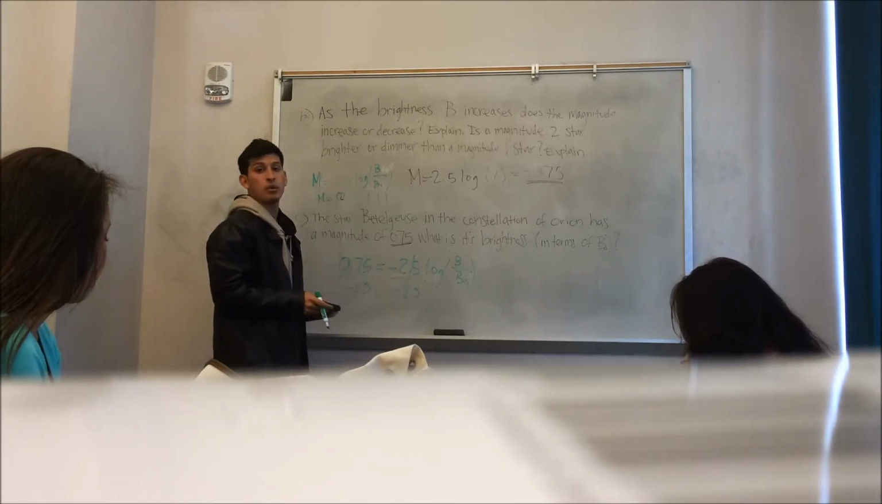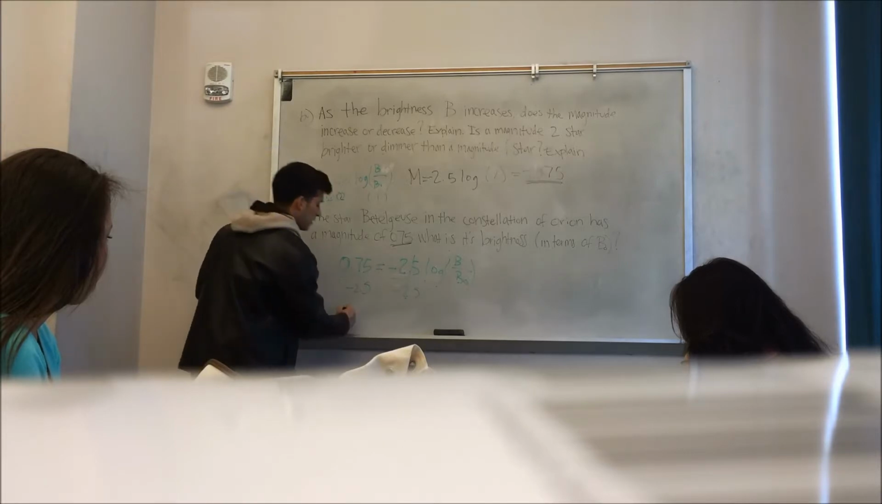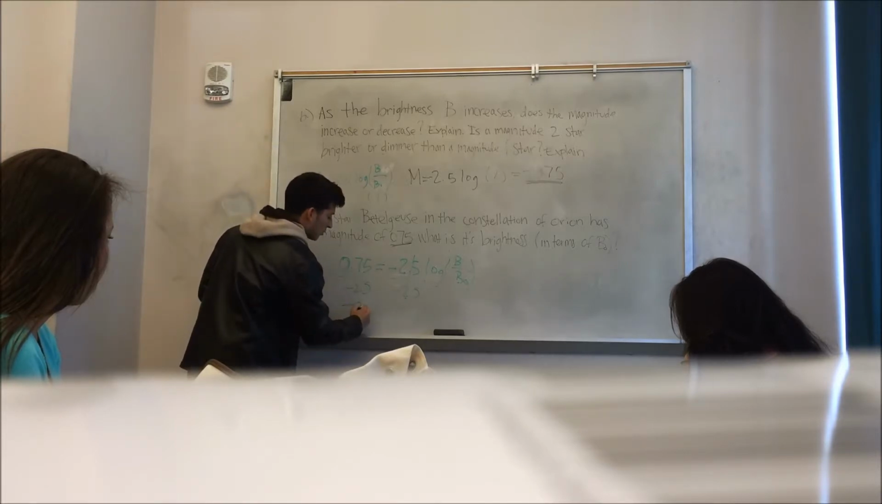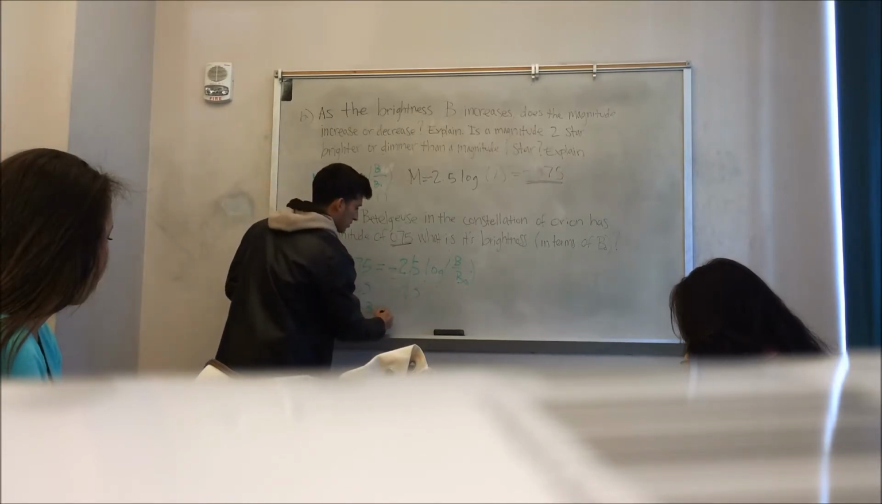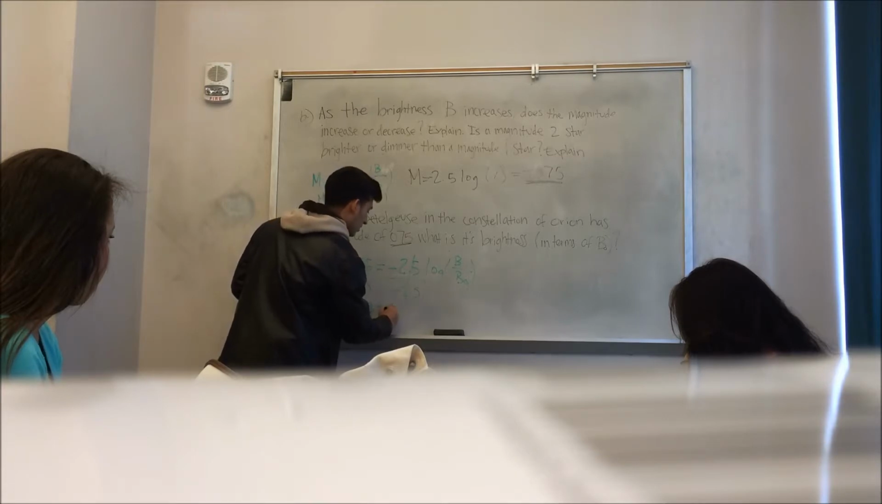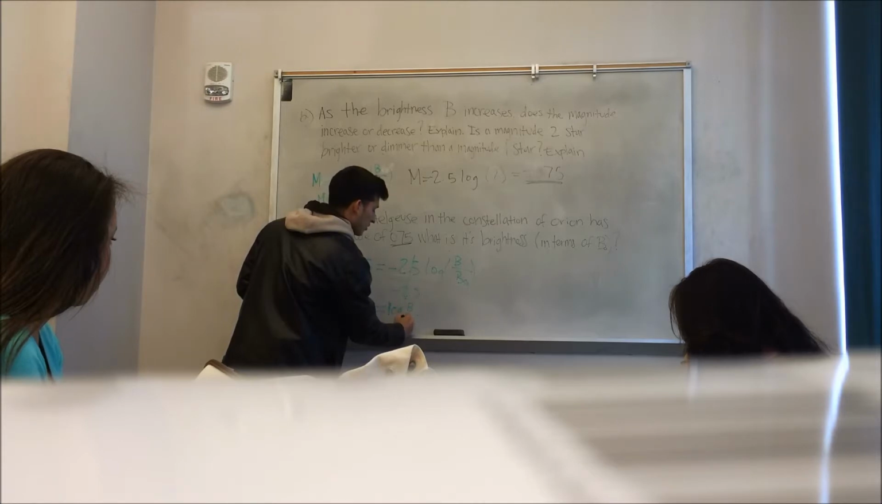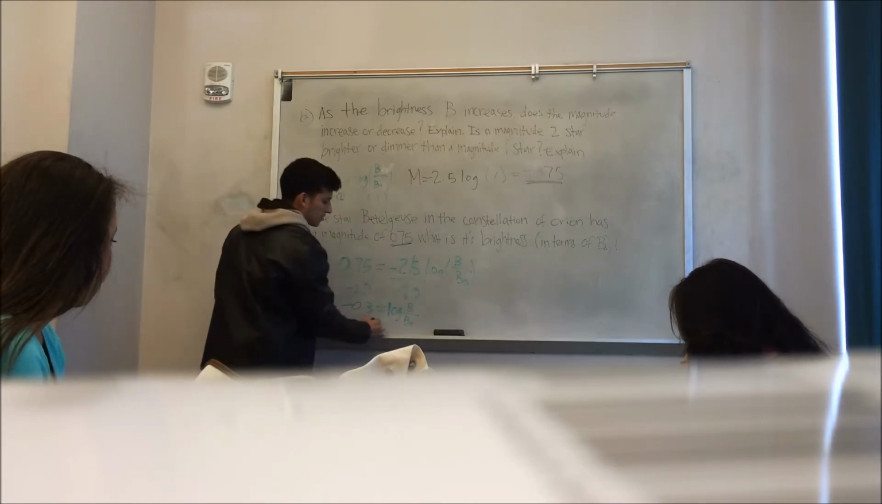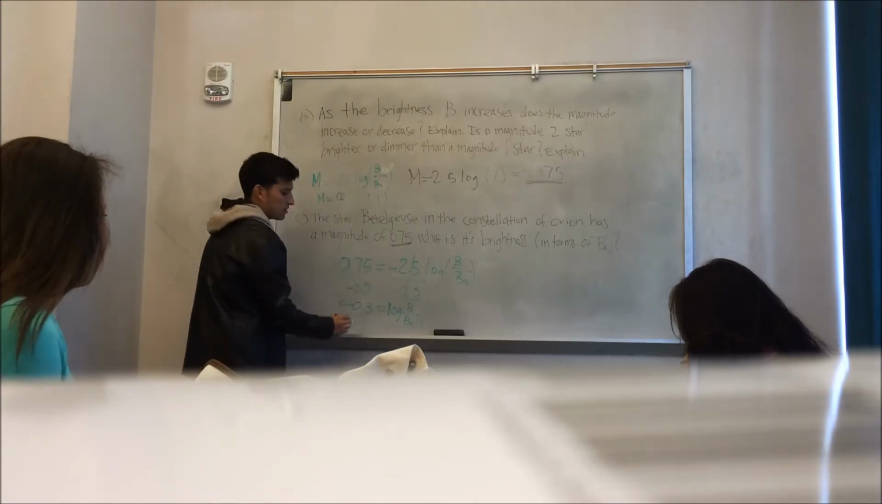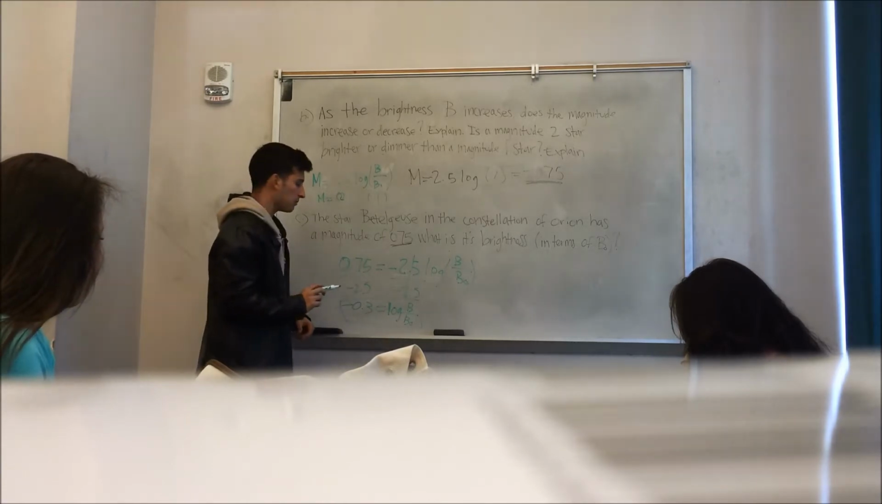you should get negative 0.3. So this would be negative 0.3, which equals log B over B naught. So this right here is going to be your new brightness, but you can't leave it in that form.